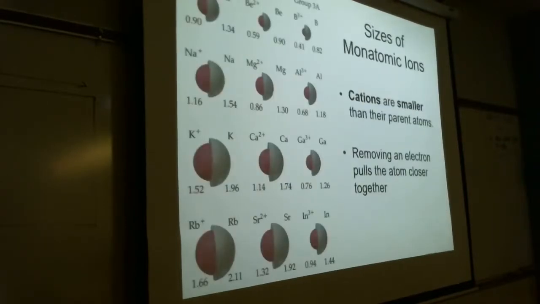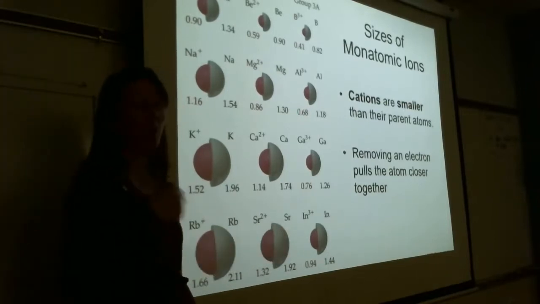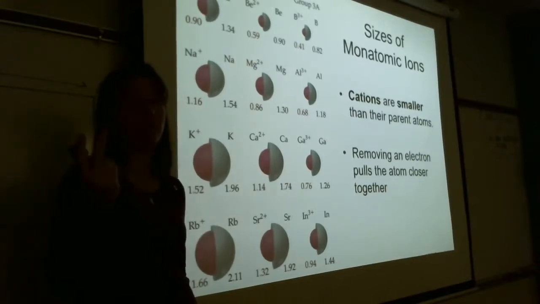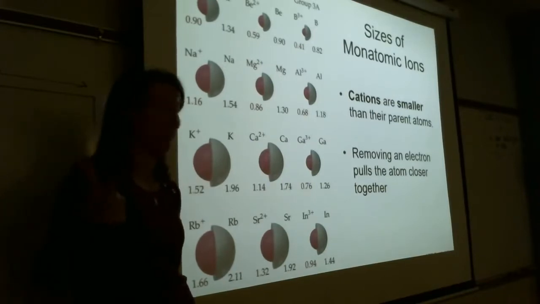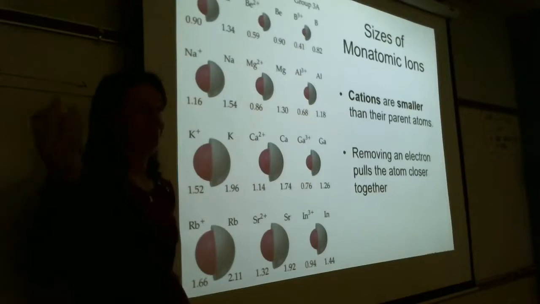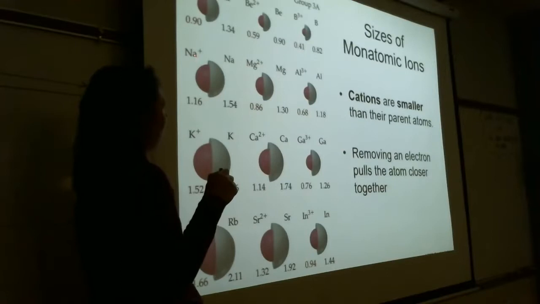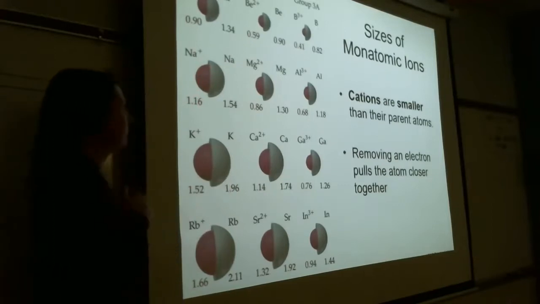Now let's talk about ions. Ions are different. Think about why. Cations are smaller than their parent atoms. Think about why. You've lost an electron. Just think of it in human words. If you lose weight, most people are smaller, right? If you lose something, it gets smaller. So when sodium loses an electron and becomes a sodium ion, the electron cloud shrinks. It gets smaller.